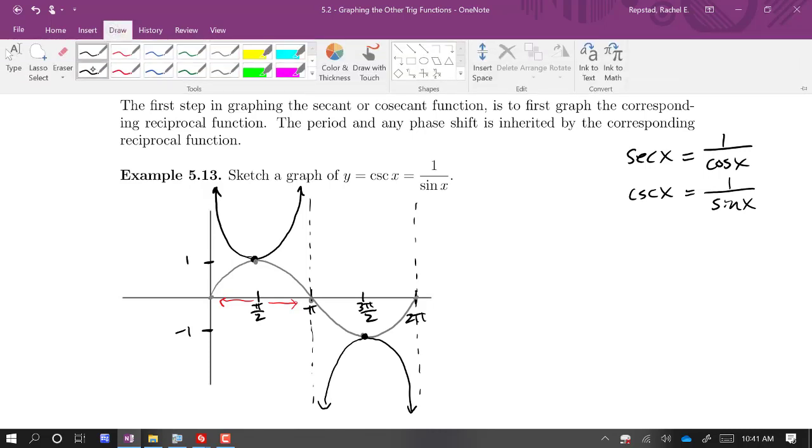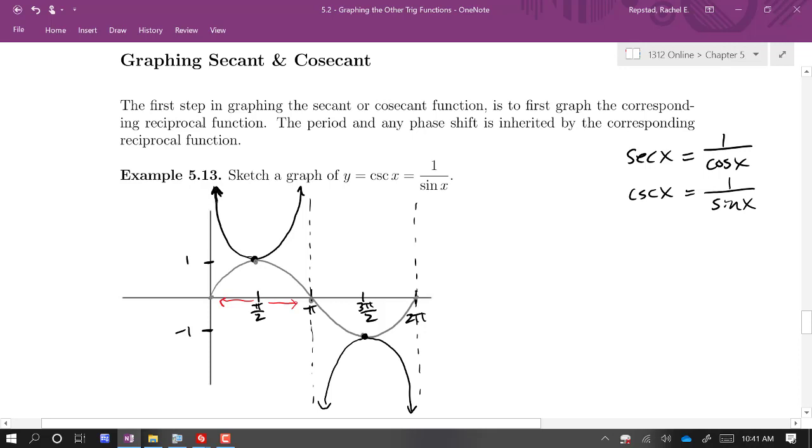So the gray is just sine. The graph that we're after is these two kind of disconnected U-shapes. That is the graph of cosecant, one period of cosecant.